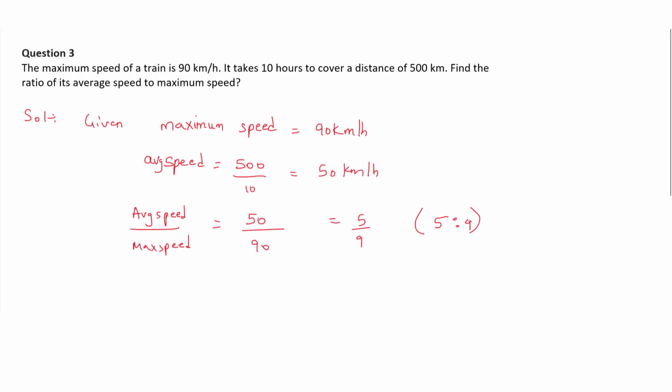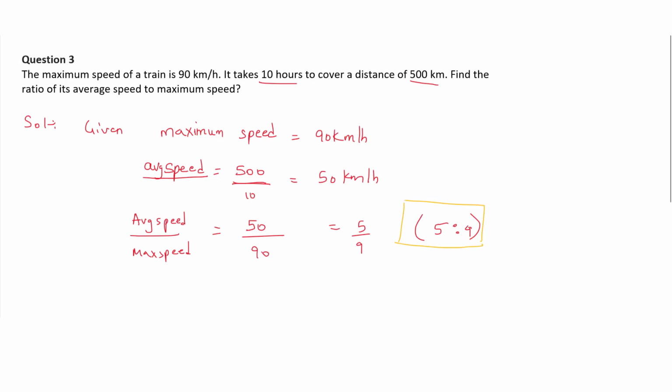Here they have asked us to find the average speed first. We know average speed is equal to total distance by total time. The total distance is 500 km and total time is 10 hours. Therefore, the ratio we found out to be 5:9. So this is our ratio. Now let's solve our next sum.